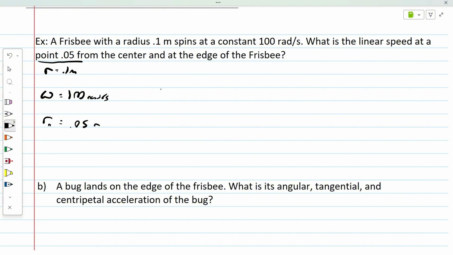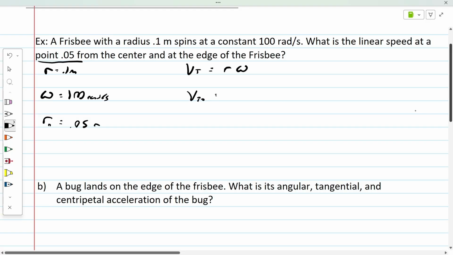Let's find the linear velocity at the first point first. We know the linear velocity just equals r times omega. At this first point, that's halfway to the middle of the circle. So let's say we were given a circle here.